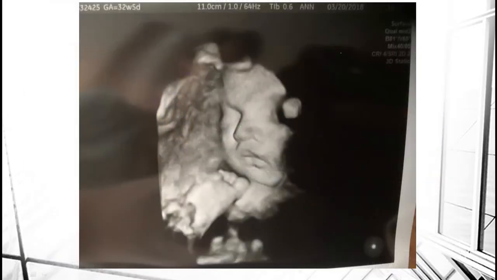Okay, now this is really cool. This is a special kind of sonogram called a 3D ultrasound, right? And it goes in. Now, can you see what's happening here? This is a foot. Look at that sweet little foot. This is a nose, lips, chin, eyes, right?